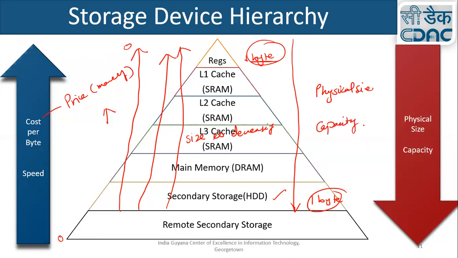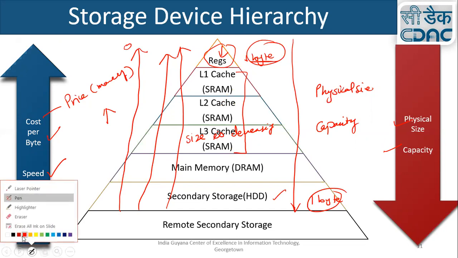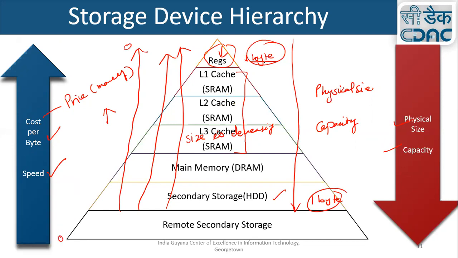So at the top level of the hierarchy, you have the faster memory, whose speed is high and price is also high to store 1 byte of data. Its physical size is very small and its capacity is also small. What is the topmost memory? That is registers, and then your cache memory: L1, L2, L3 cache, all these four things up to this point.